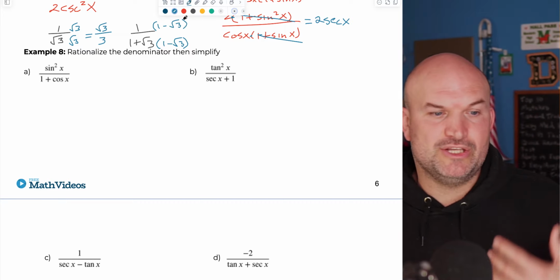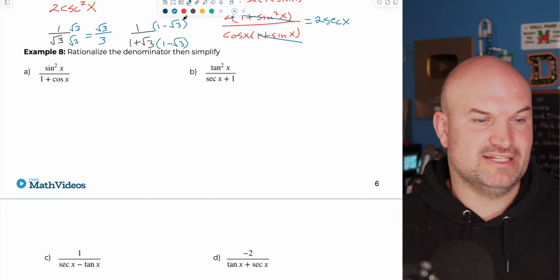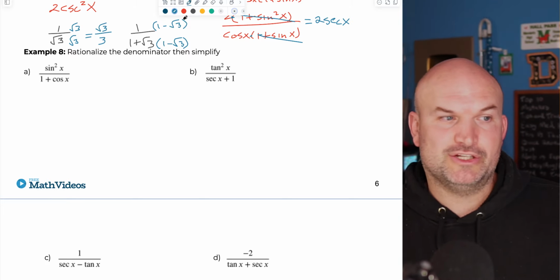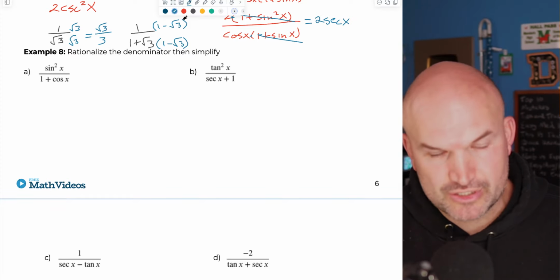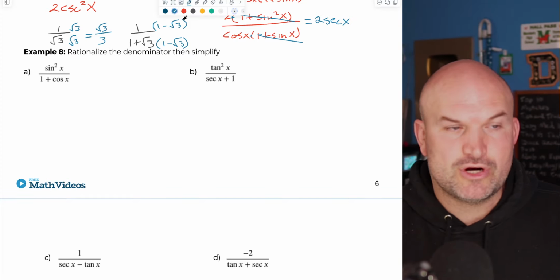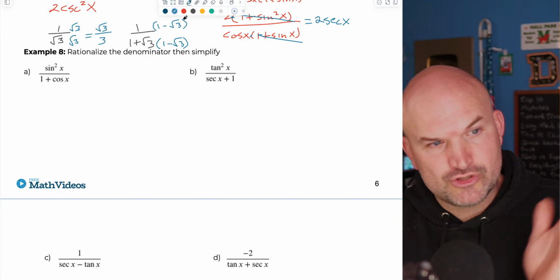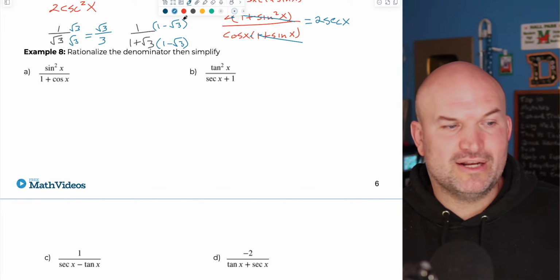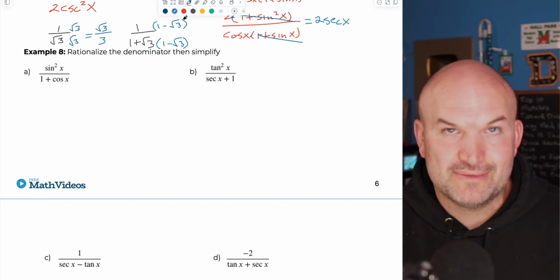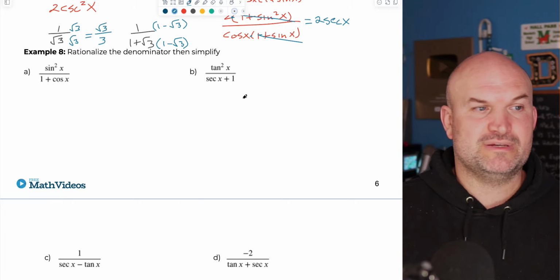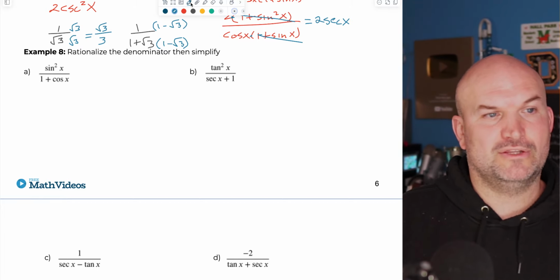So in these examples, when you have a binomial, that's exactly what we're looking into doing. We're looking to create a perfect square trinomial. Now, why would we want to create a perfect square trinomial with trigonometric functions? The reason is that it's going to create the Pythagorean identities that we can further simplify. So let's go and take a look at the first example.